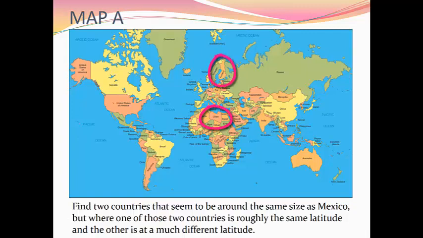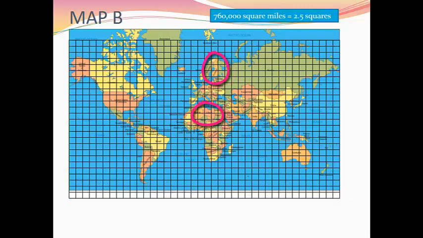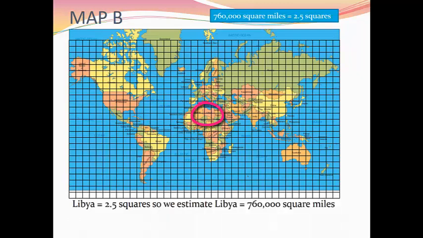All right, we're going to go back to our gridded map. Find Libya and Finland here, and we'll start with Libya. Count the number of squares that you think cover the country of Libya. I thought Libya was about 2.5 squares, the same as Mexico, and therefore I'm going to estimate that Libya is also approximately 760,000 square miles.